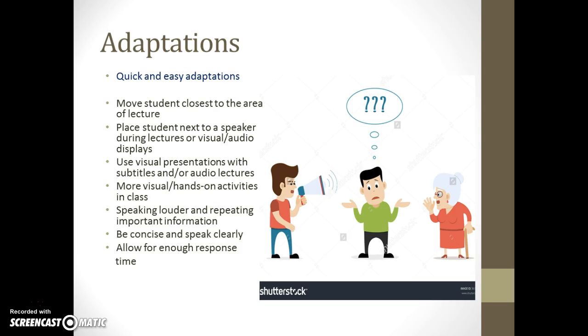Also, place the student next to the speaker during lectures or visual audio display. Say you're showing something on a projector or a television. Make sure they're closest to where the sound is coming from, again, so they can hear.